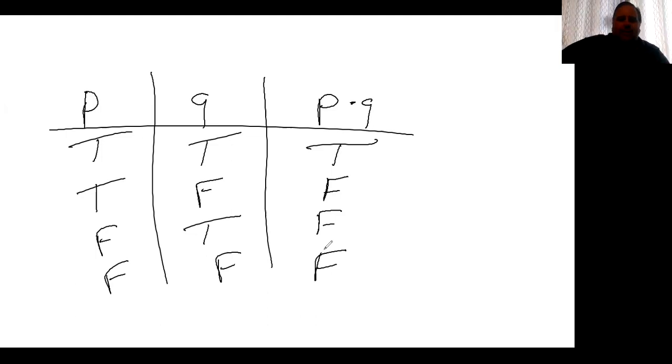So the only time when you have a dot that it will be true is if both of the conjuncts, both the parts before and after the dot, are true. Otherwise, it's false. A conjunction demands both parts be true.